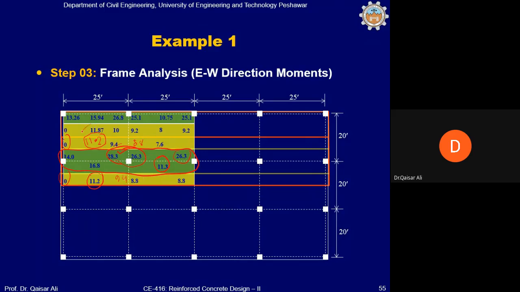Out of these two values, this 11.87 is coming from the exterior frame analysis, and 11.2 is coming from the interior frame analysis. But both values correspond to the mid-span positive bending moment in this panel, this exterior panel. We will select only one value.